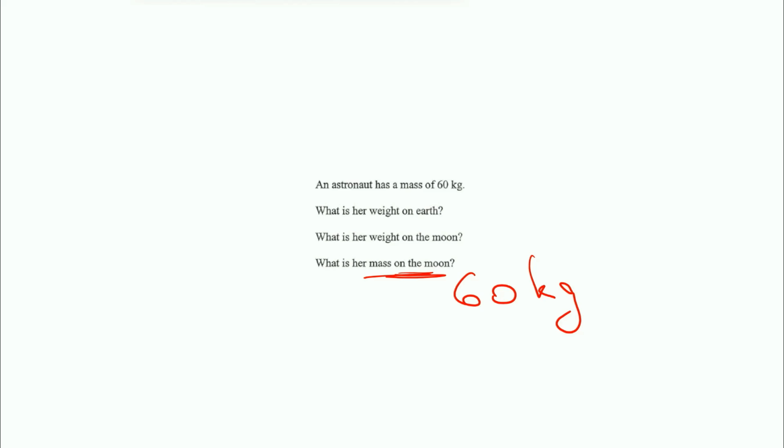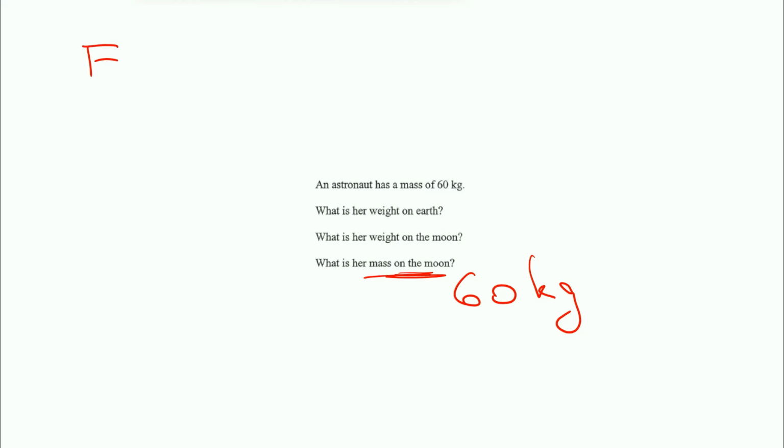you were part of the Apollo lunar missions, that actually took a few days to get to the moon. And over that time, you would eat and your mass would go up, and you would go to the toilet and your mass would go down. So, you know, there are things that can change the mass, sure. But if you did it straight away, like maybe you teleported, the mass doesn't change. So far, so good. Now, what is the astronaut's weight on Earth?